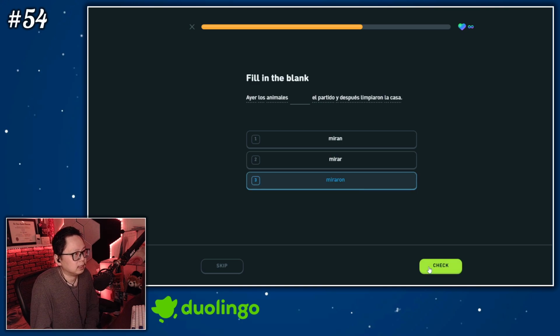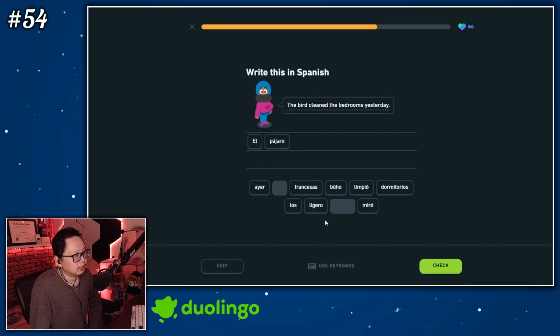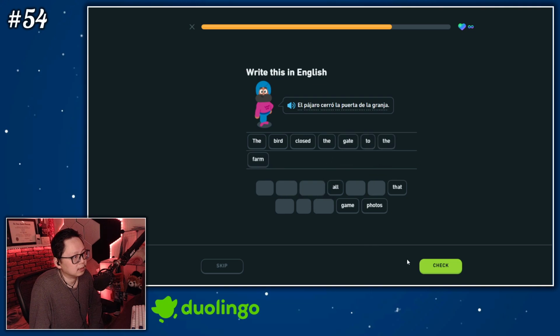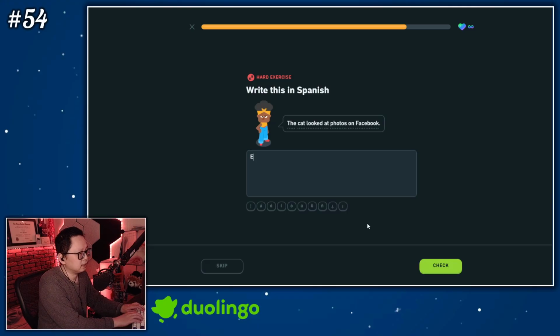Ayer los animales miraron el partido y después limpiaron la casa. El pájaro limpió los dormitorios ayer. El pájaro cerró la puerta de la granja. The gate. Okay, that's fair. El gato miró fotos. Do I need miró? No, I don't think so. Miró fotos en Facebook.